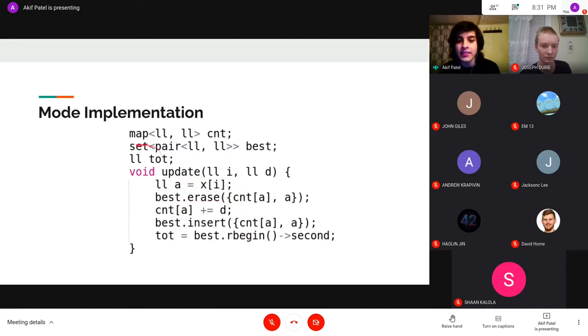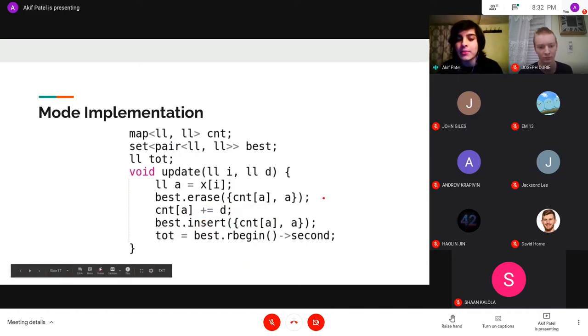First, best is a set which stores frequency, comma, value pairs, right? So we remove the frequency-value pair from it for this current value. Then we change the value. So count is how many times that value appears. So if d is plus one, we increase it, or if d is negative one, we decrease it, right? So, which is correct. And then we add it back into best.